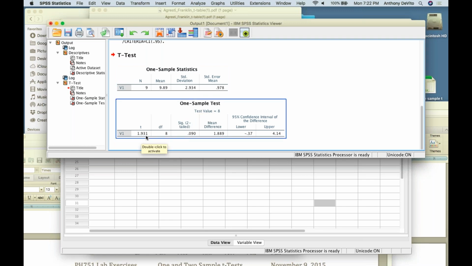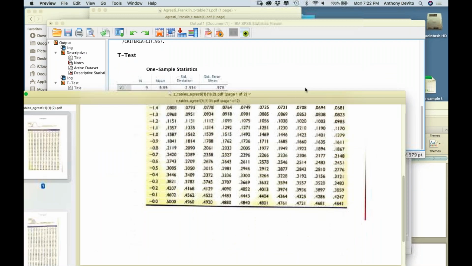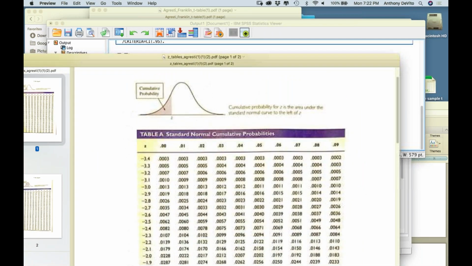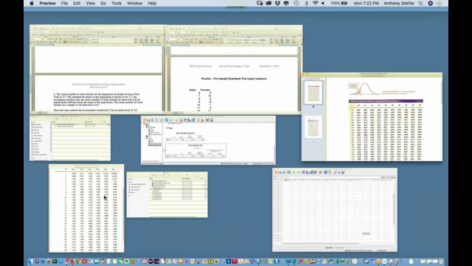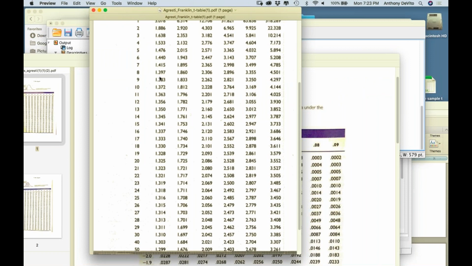That turns out to be 1.931. What did I just say that the critical value of t had to be for a sample size of 9, 8 degrees of freedom? 2.3, right? Should I go back and take a look? The critical value of t for 95% certainty in a sample size of 9, 8 degrees of freedom is 2.3.